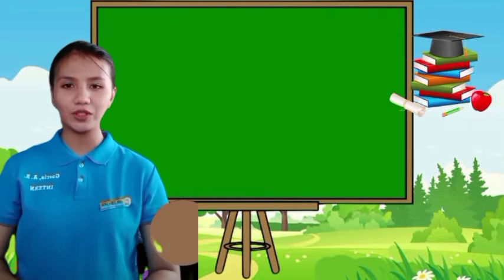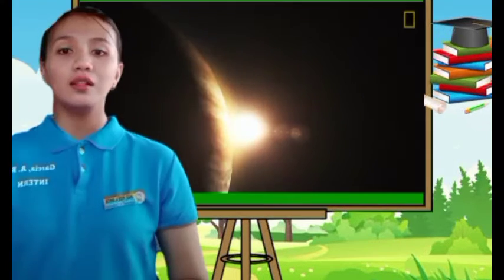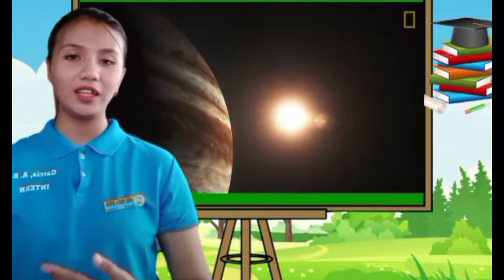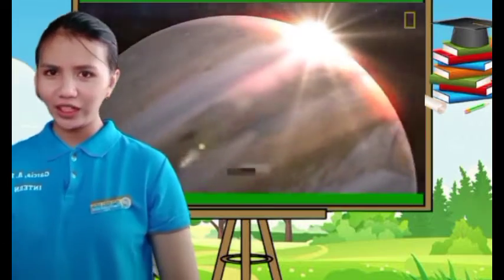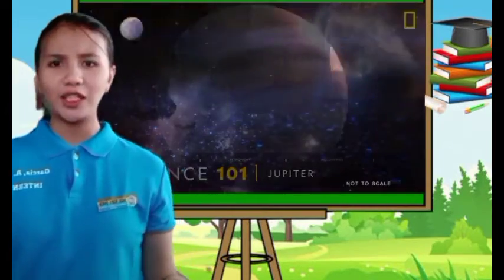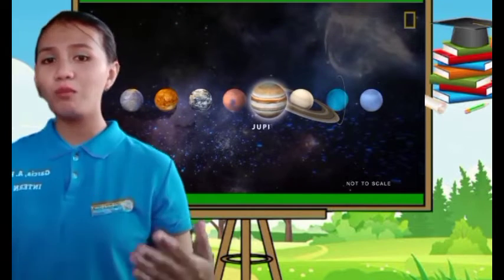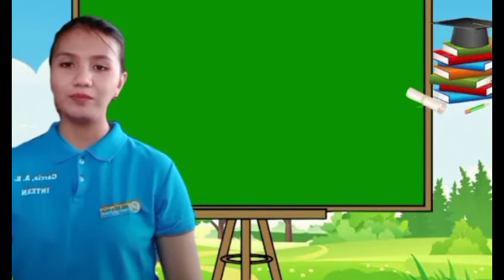Okay, class, let's proceed to the next picture. So as you can see on the picture, what is this planet? Very good. Jupiter is the largest planet in our solar system and nearly 11 times the size of the Earth and 317 times its mass. So can you imagine that? So Jupiter, the most massive planet in the solar system and the fifth in distance from the Sun.